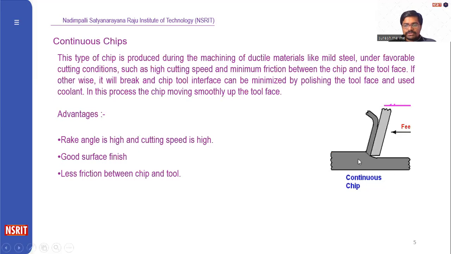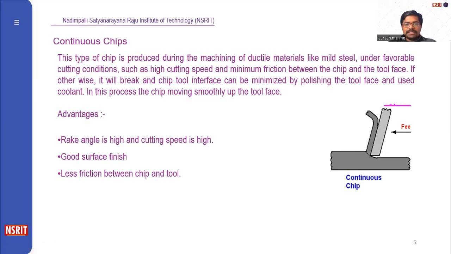First one, continuous chip. This type we can generally observe in ductile materials. This type of chip is produced during the machining of ductile materials like mild steel under favorable cutting conditions, such as high speed and minimum friction. We can observe this type in high speed, like finishing cuts. Between chip and tool face, the chip-tool interface friction can be minimized by polishing the tool face and using coolant.